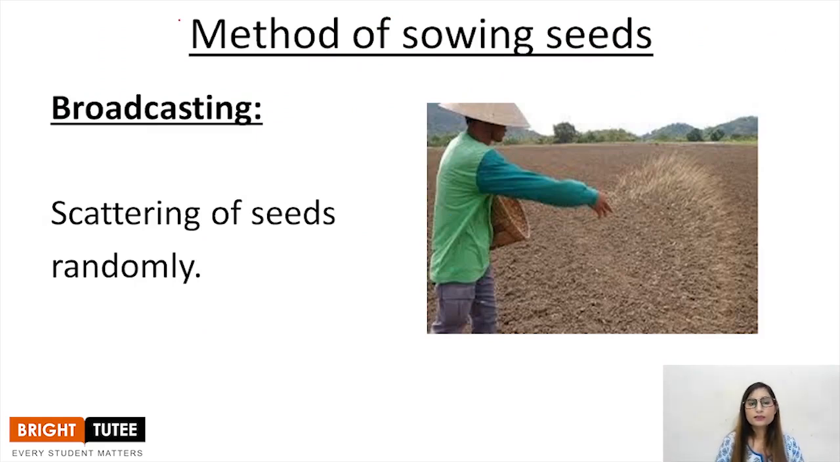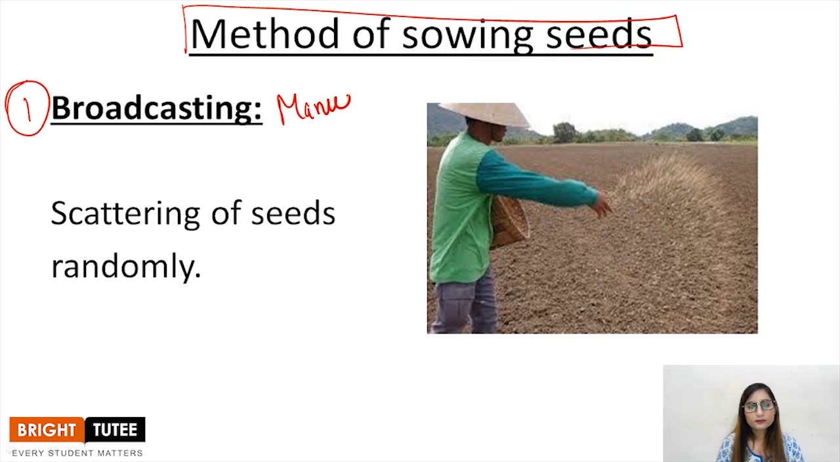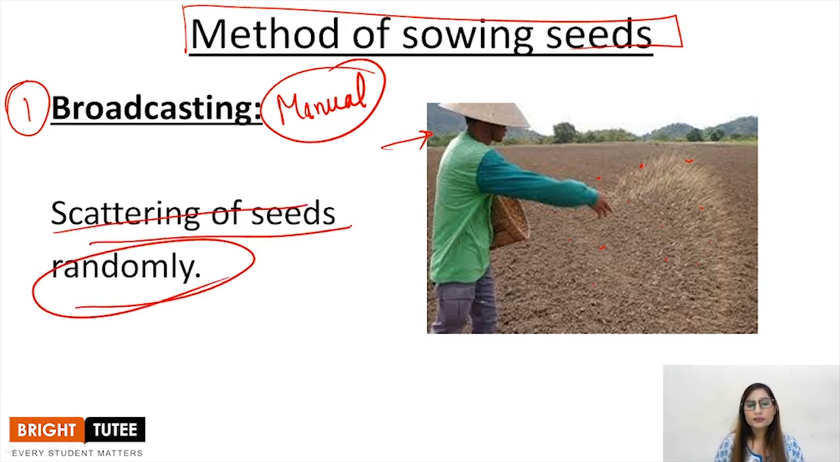Now we are going to discuss the methods for sowing of seeds, right? First is broadcasting. This is basically manual, right? It is done with the help of your hands simply. You do not require any machine. As you can see in the picture, this person is just throwing the seeds in the ground, right? They will fall randomly on the field, right? So this method is scattering of seeds randomly, not in any organized manner.